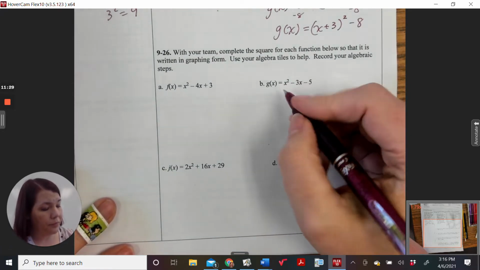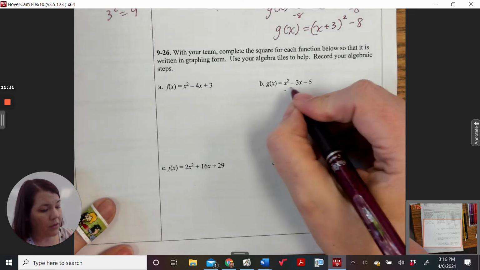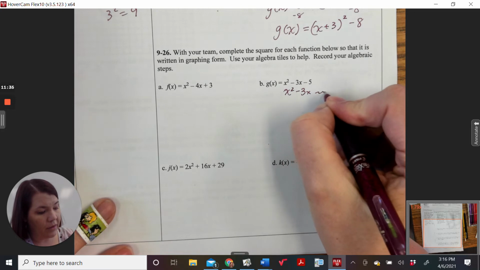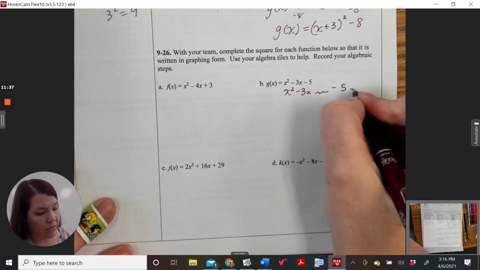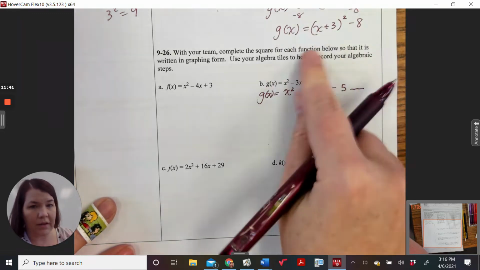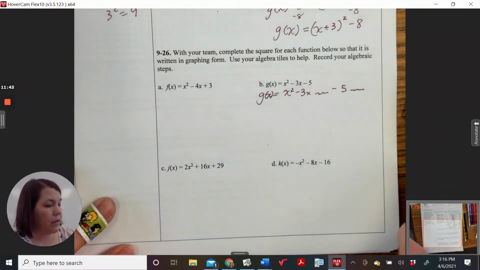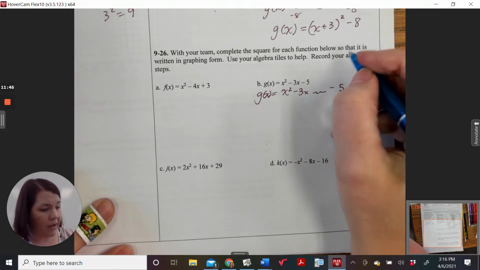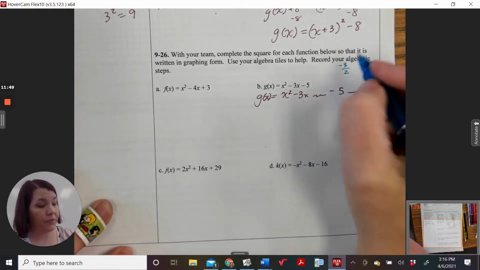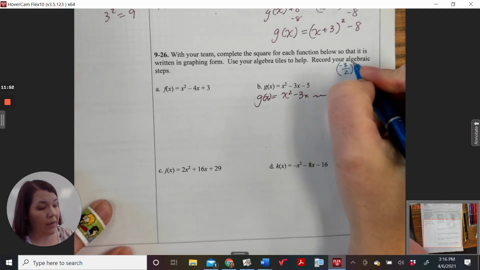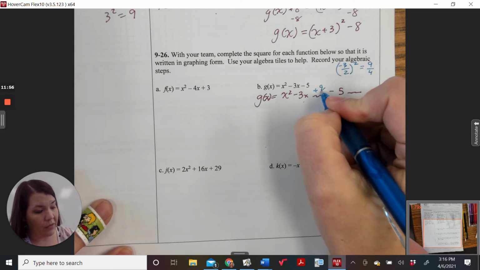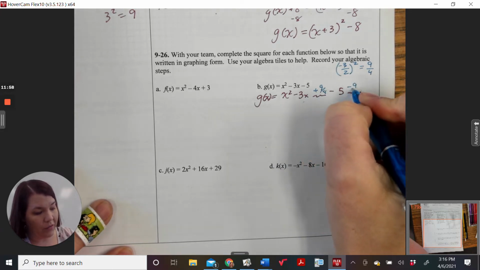So for B, I'm going to cut in half. Need to figure out squiggle. And again, I'm not going to move my number because then I just eventually have to move it back. So I'm going to take half of -3, which gives me -3 divided by 2. Then I'm going to square that, which is 9 over 4. So I'm going to add 9 over 4 and subtract 9 over 4.